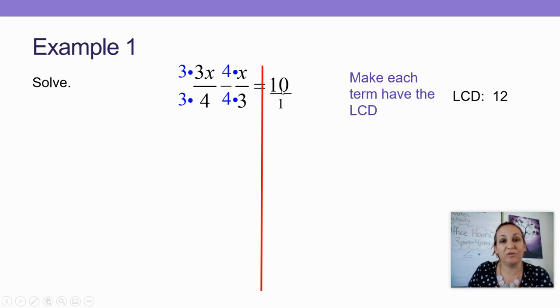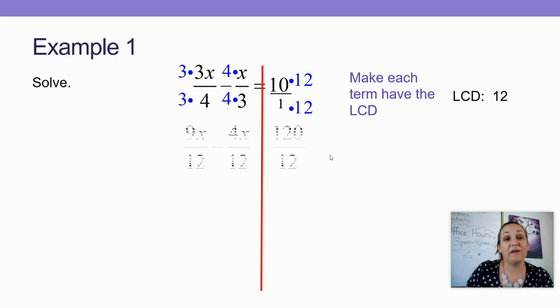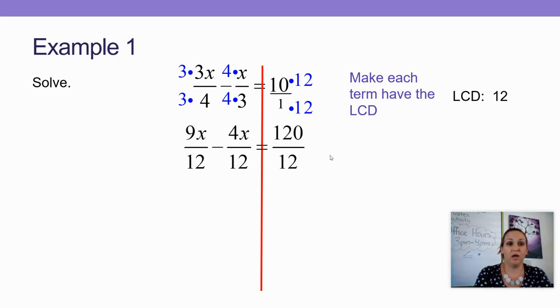Now, for this third number over here that wasn't even a fraction when we started, I'm just going to have to multiply by the common denominator. So I'm going to multiply this by 12. And again, whatever we do to the bottom, we have to do to the top as well, so I do need to multiply that 10 by 12 also. That creates this new equation. I now have 9x over 12 minus 4x over 12 equals 120 over 12.